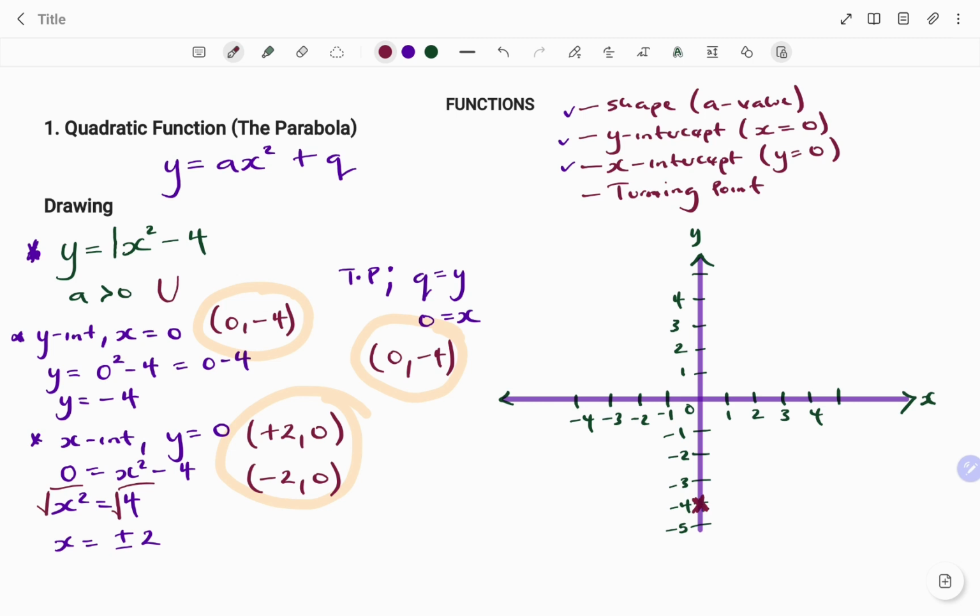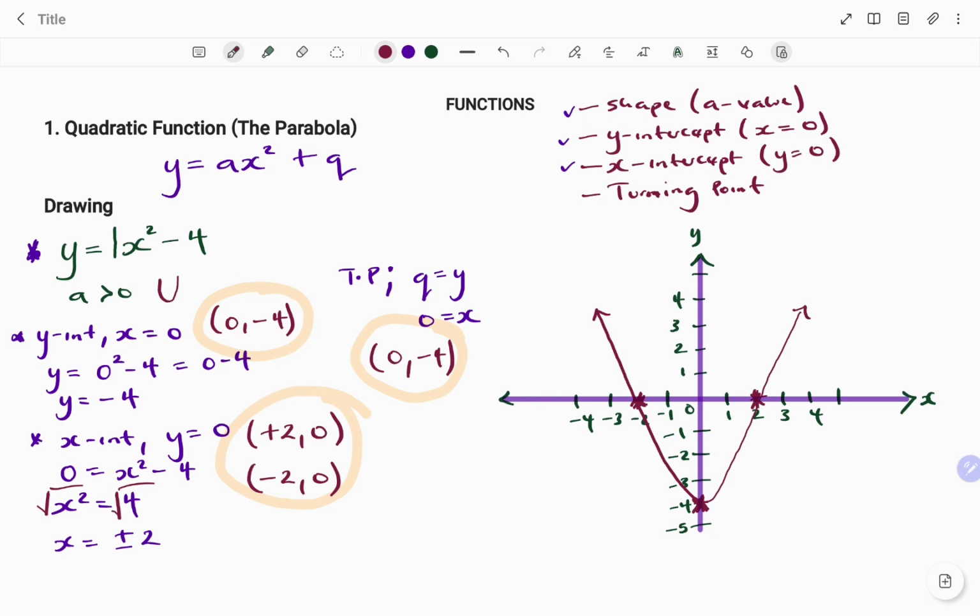Then my x-intercepts, I start with plus 2 and 0. I have that as plus 2 on my positive x-axis. And my negative 2 and 0. And drawing my parabola, passing through all the points shown. It's not drawn to scale. It's just a rough sketch.